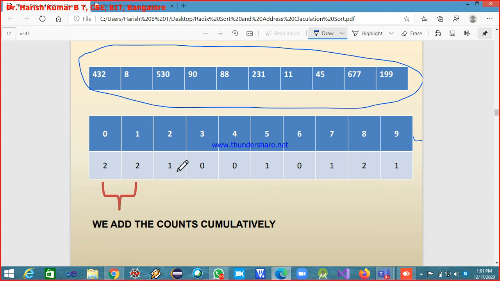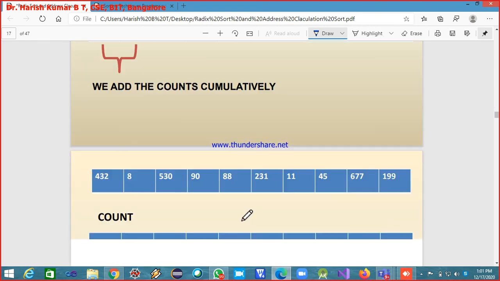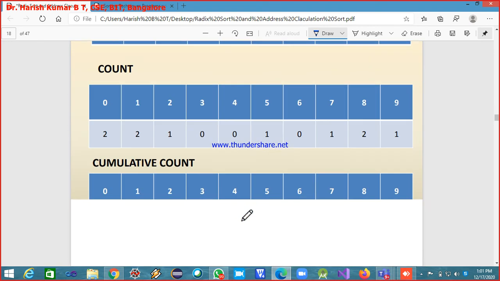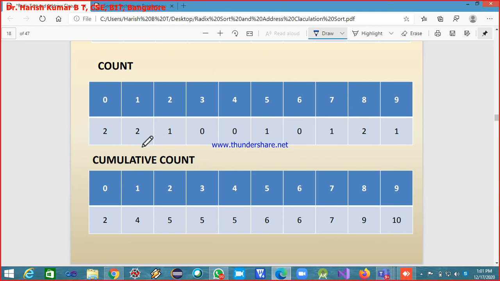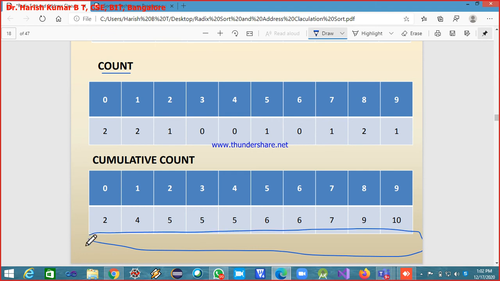This becomes 5, and this is 5, and this is 0. So 5 plus 0 is 5. This remains 5 itself, and again this is 5 plus 0, this remains 5 itself. That is the cumulative count we are doing. So finally when I do this, I get something like this. You can observe both are written. This is the count, and what you are seeing here is the cumulative count. You have to get the cumulative count.